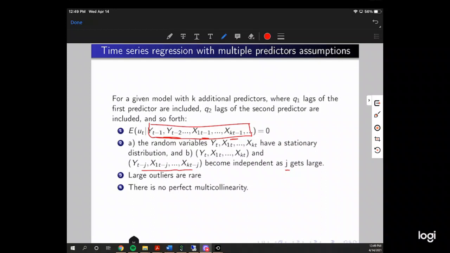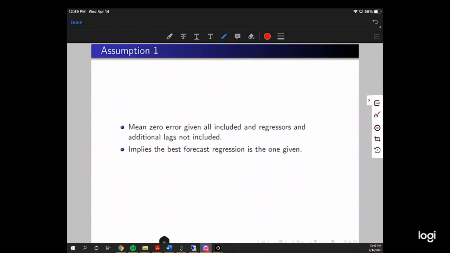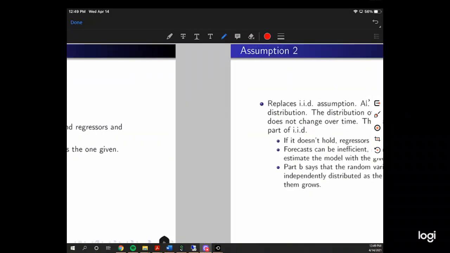Assumption 3: large outliers are rare, and assumption 4: there's no perfect multicollinearity. These two are the same as the regular OLS assumptions. Actually, number 1 is the same as well, but we just have to modify it to include lagged variables. Assumption number 1 is the mean zero error assumption, or no correlation between the included regressors and our error term. It's mean zero error given all included regressors and the additional lags. This implies the best forecast regression is the one that we're using. We can't do any better.